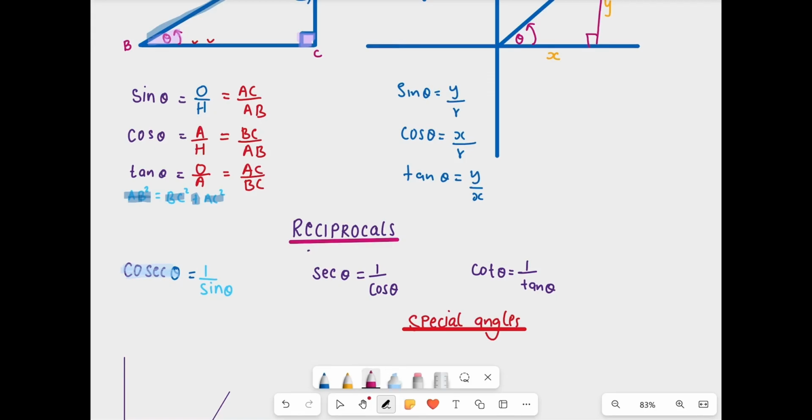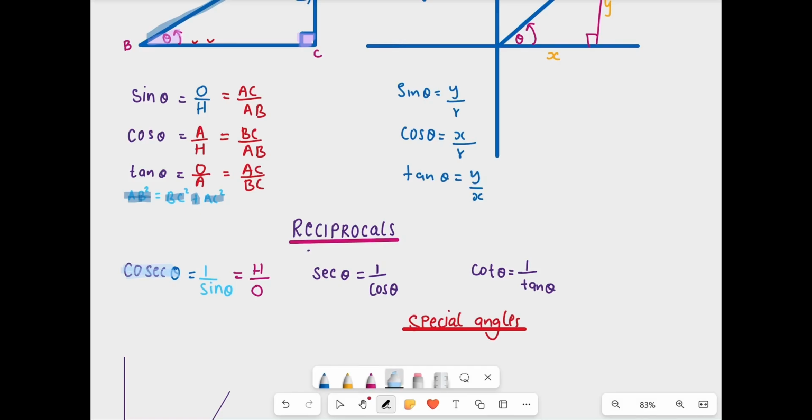So now remember we said sine theta is opposite over hypotenuse. So if cosec is a reciprocal, that means cosec theta is the same as 1 over sine theta, which can be written as hypotenuse over opposite. So you just invert the ratio of sine theta. So cosec is the same as hypotenuse over opposite.